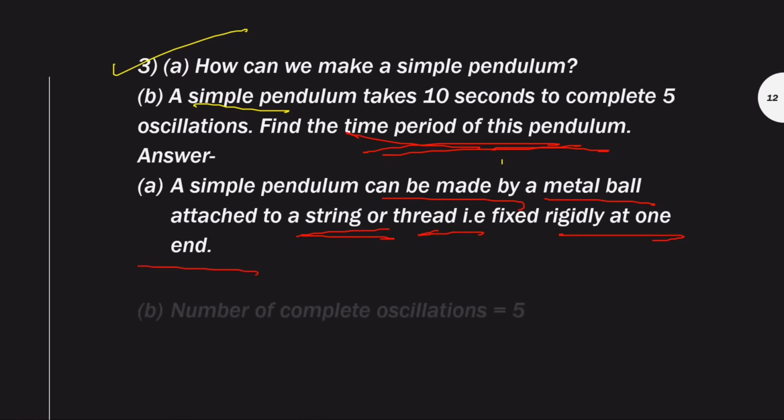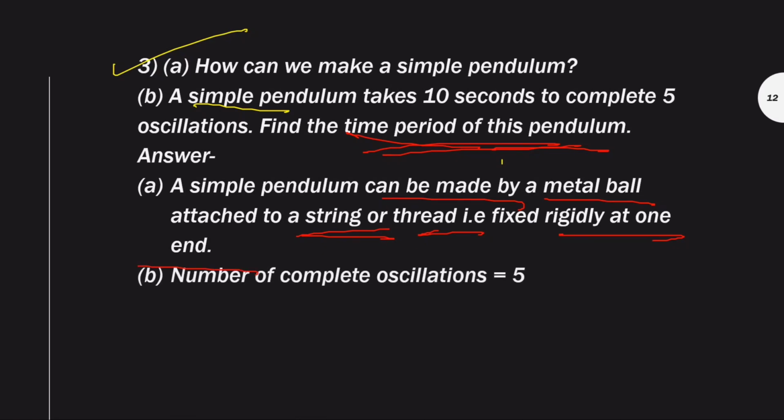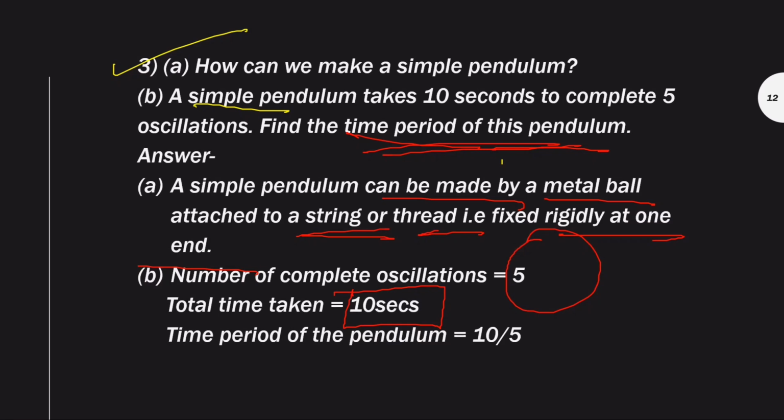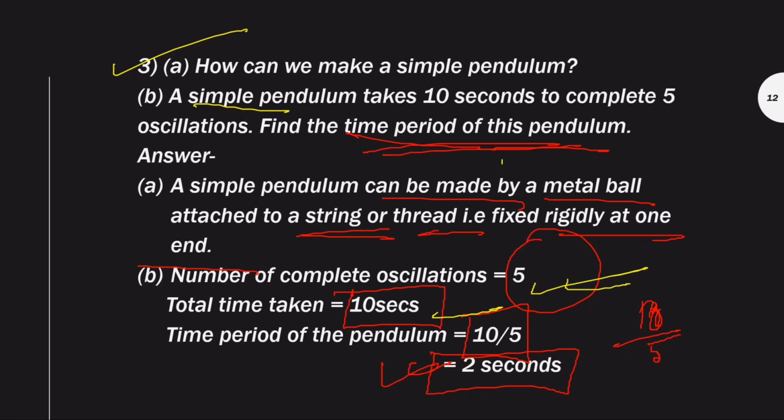Clear? Next, the number of complete oscillations it is giving is 5, and the time is given, right? Then the period of the pendulum would be 10 by 5, because it is taking a total of 10 seconds, and how many oscillations is it giving? Oscillations are 5. So per oscillation would be 2 seconds. It is taking a total time of 10 seconds and it is moving 5 times. So one oscillation is taking how much time? One oscillation is taking 2 seconds.